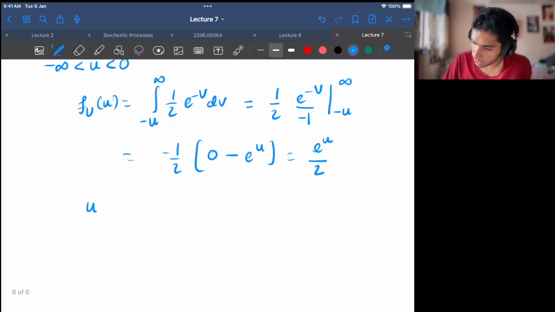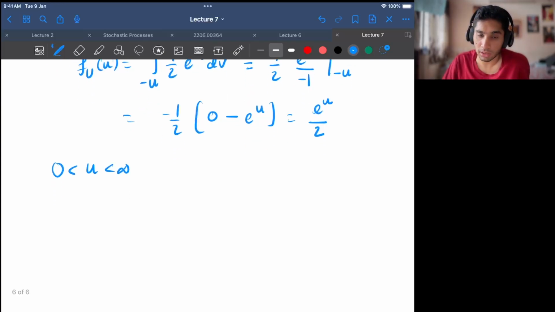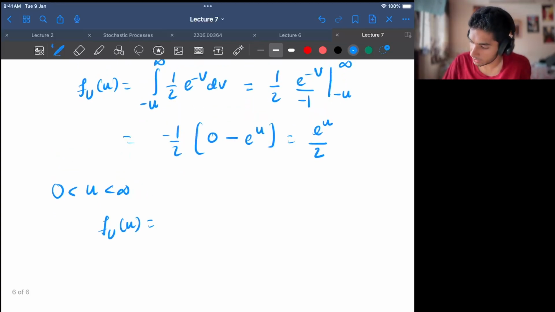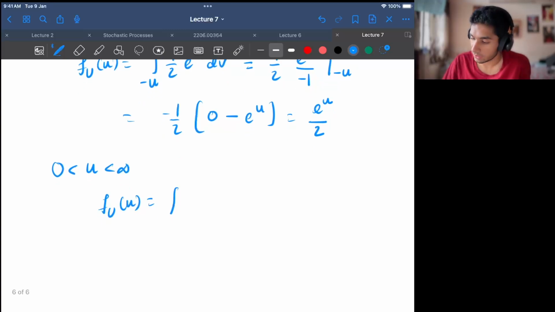Similarly, for u between infinity and 0, f_U(u) will become what? This will become the integral of half, again e raised to minus v dv. However, this time u is going from 0 to infinity. So we will go from u to infinity, right?